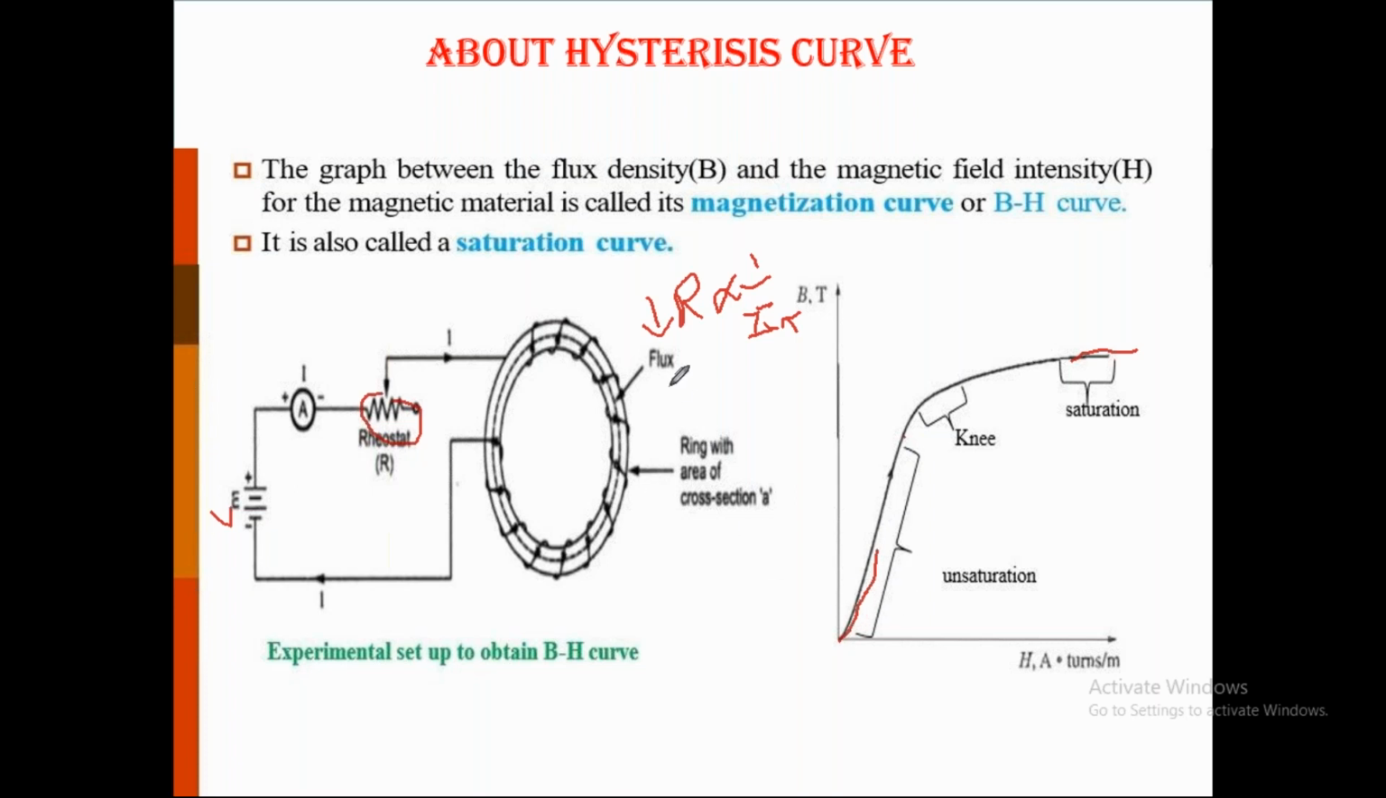At that condition the maximum flux density is built up at this region. After this region it settles at a constant value. The region between unsaturated and saturated is called the knee. After this point the flux density will be constant. Up to this point it is variable, and after this it is constant. That is given by the hysteresis loop.